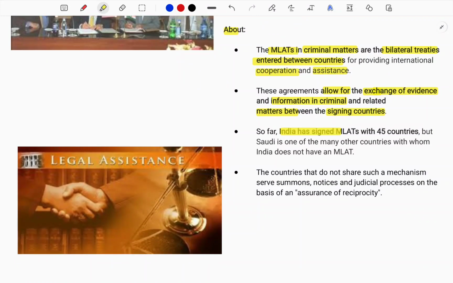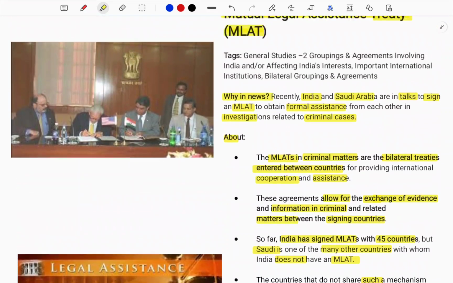So far India has signed MLAT with more than 45 countries, but Saudi Arabia is one of the many countries with whom India does not have an MLAT. Countries that do not share such a mechanism serve summons, notices and judicial process on the basis of an assurance of reciprocity. This is all about the MLAT.